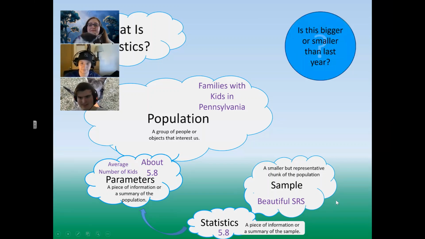But the big question is, is this bigger or smaller than last year? Because if we're going to build schools, 5.8 is a great number, but is this bigger than last year? Is this smaller than last year? Was it 5.8 last year? Whatever, it's made up anyways.